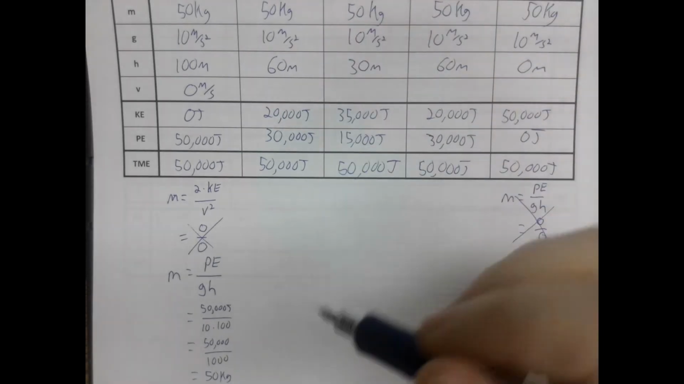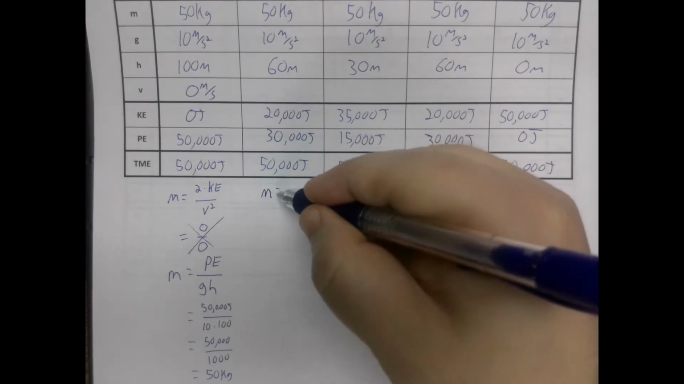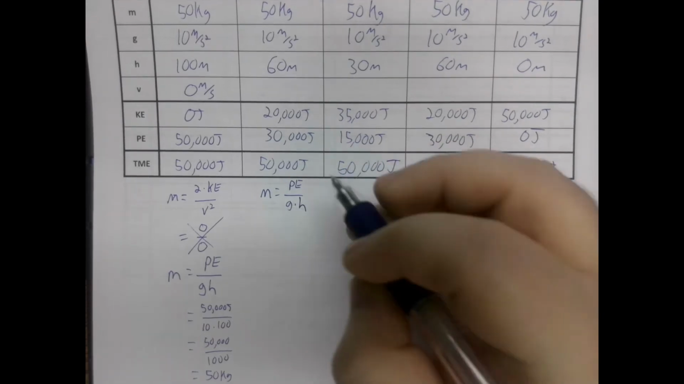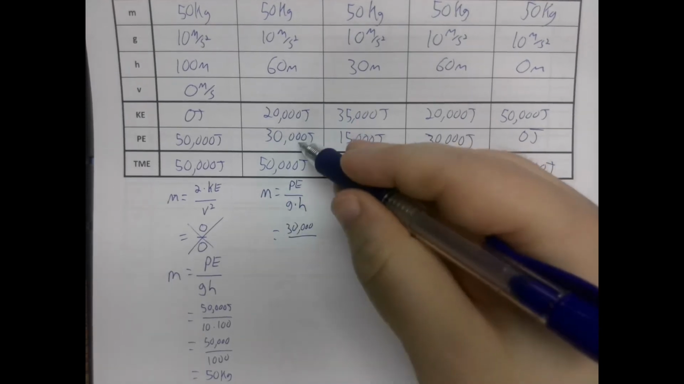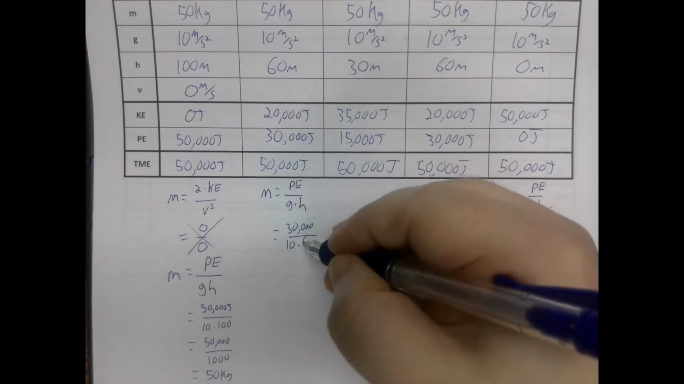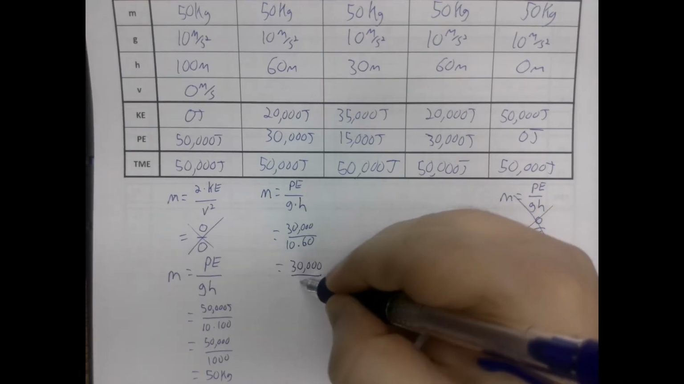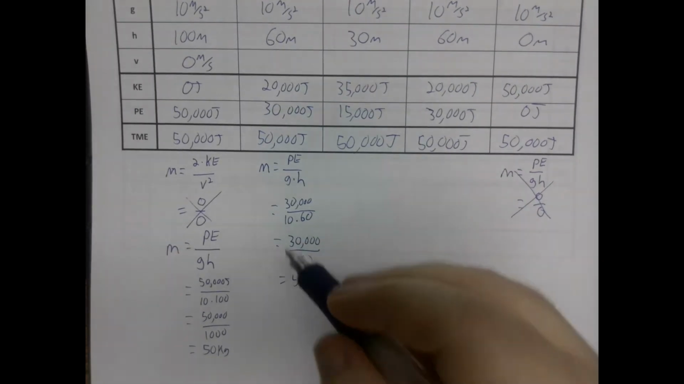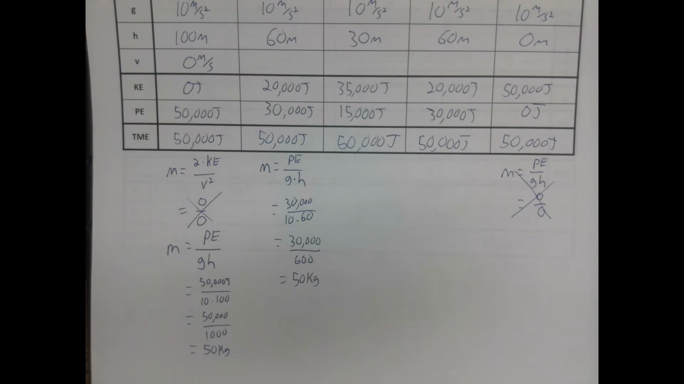We could also have used any other point. So let's try using this one to solve for it. So mass is equal to potential energy divided by gravitational acceleration times height. Here is 30,000 for potential energy. G is 10. Our height is 60. So that'd be 30,000 divided by 600, which is equal to 50 kilograms. We get the exact same number. So this tells us that our mass is constant.